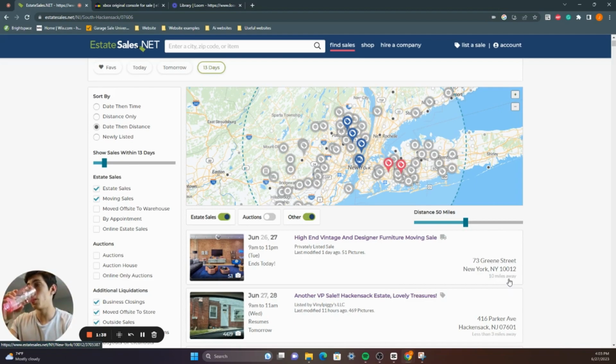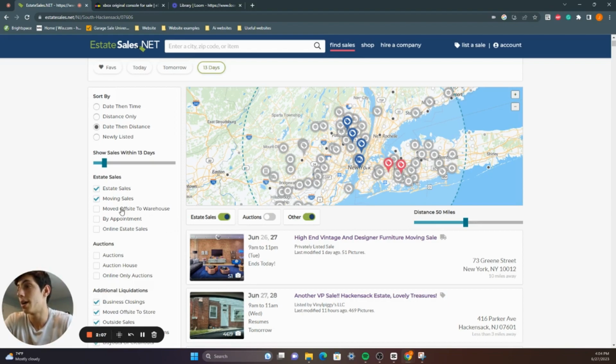The next thing you do is you have the distance. Distance is super important, and it determines how far you want to travel. For me personally, 50 miles is about the radius that I'm willing to travel. Anything more than 50 miles usually is not worth it. Depending on how good the sale is, sometimes I'll take the chance on driving that far out. But in most cases, more than 50 miles, it's just not worth it. So I usually keep this right around 50.